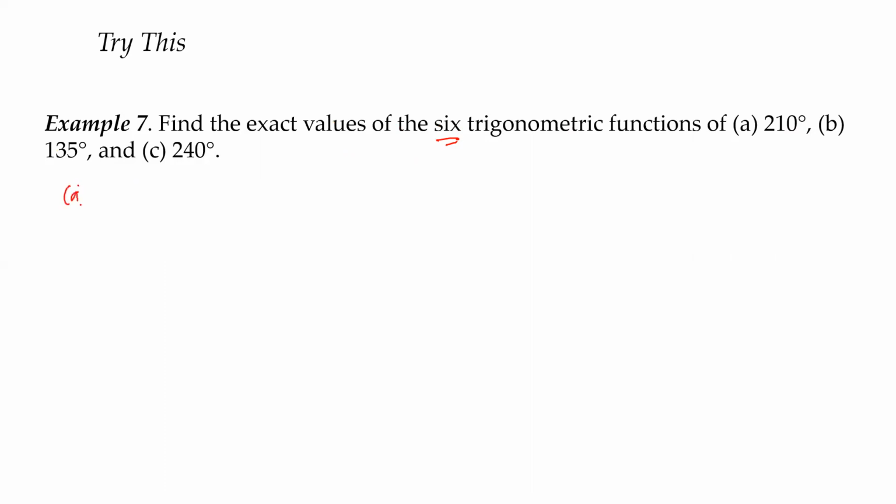For letter A, we have 210 degrees. If theta is equal to 210 degrees, then for theta prime, you can observe 210 is greater than 180 but less than 270. Therefore, 210 degrees minus 180 degrees. So our theta prime, which is our reference angle, is equal to 210 minus 180, which is 30 degrees.